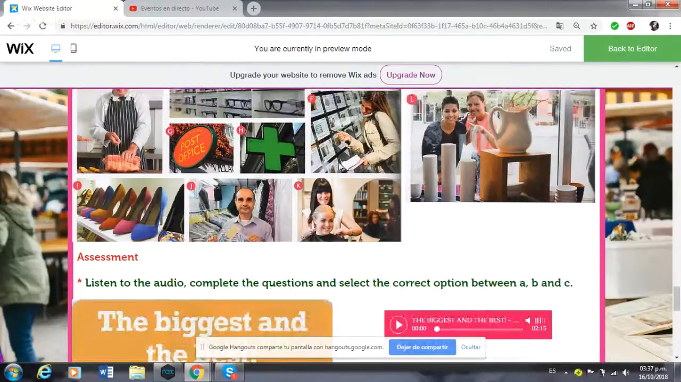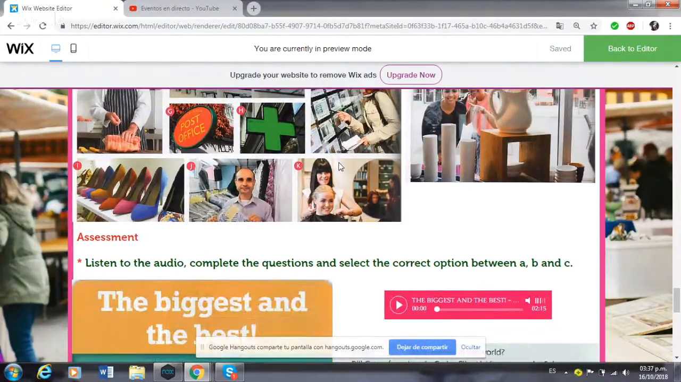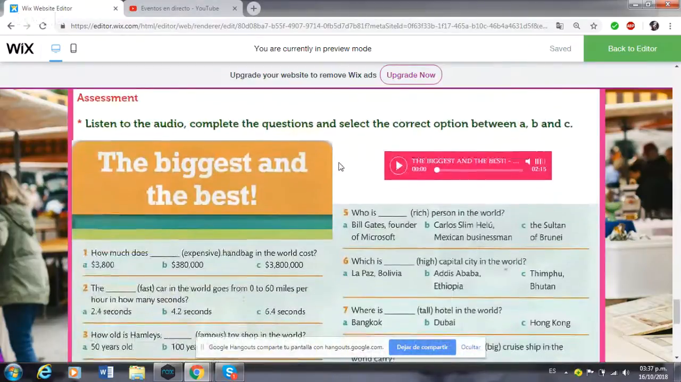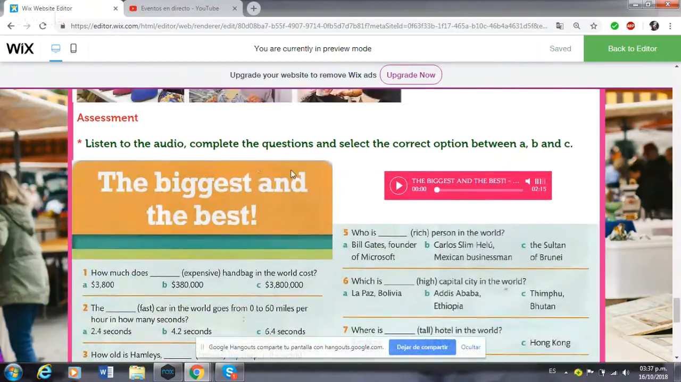Okay, now let's continue with the assessment. Here you need to take the assessment, this test. In this test, you need to listen to this audio here, The Biggest and the Best. You need to listen to this audio and then you are going to complete the questions and then select the correct option between A, B, and C, okay? This is the assessment, no?